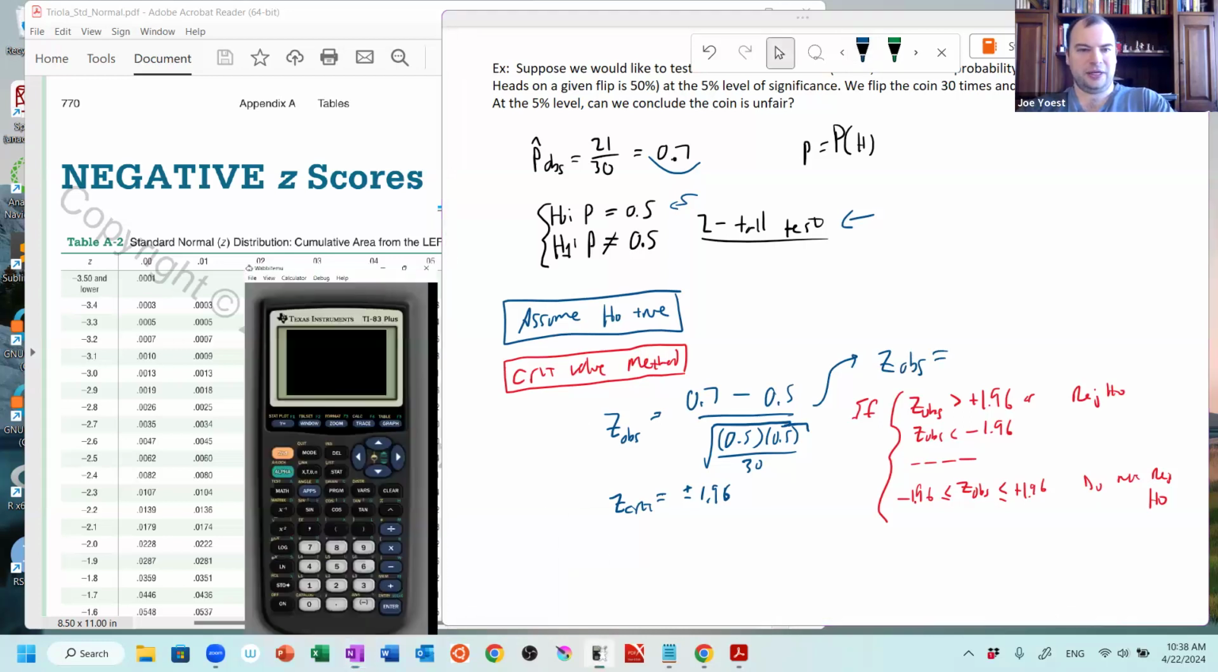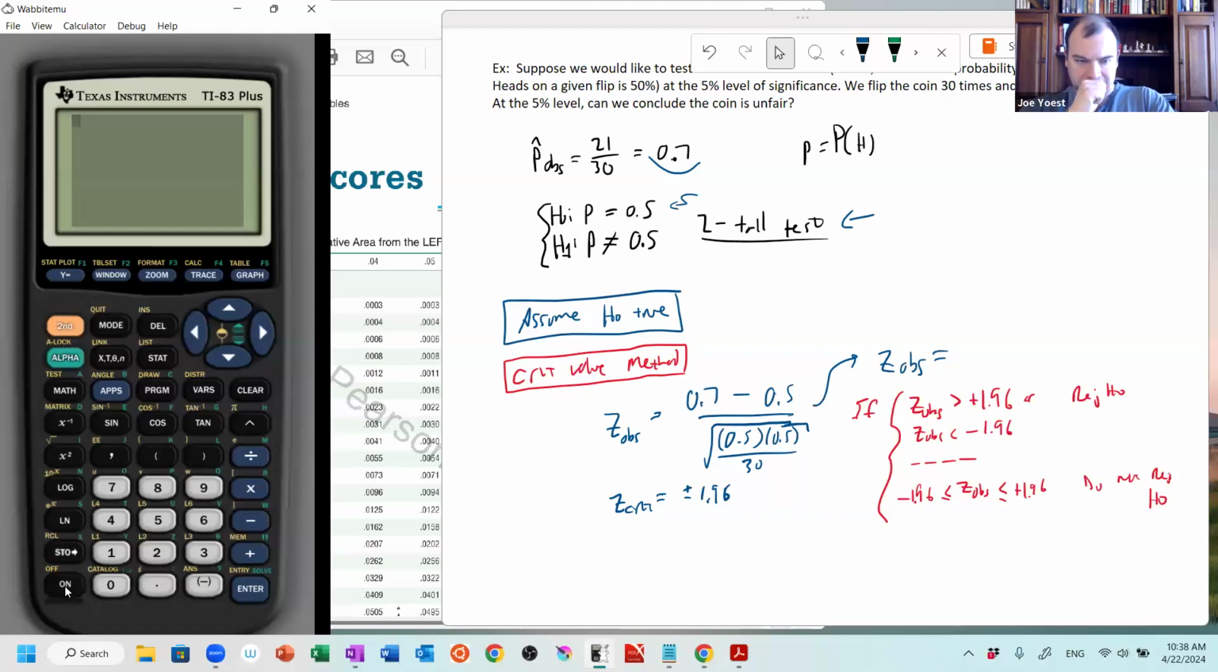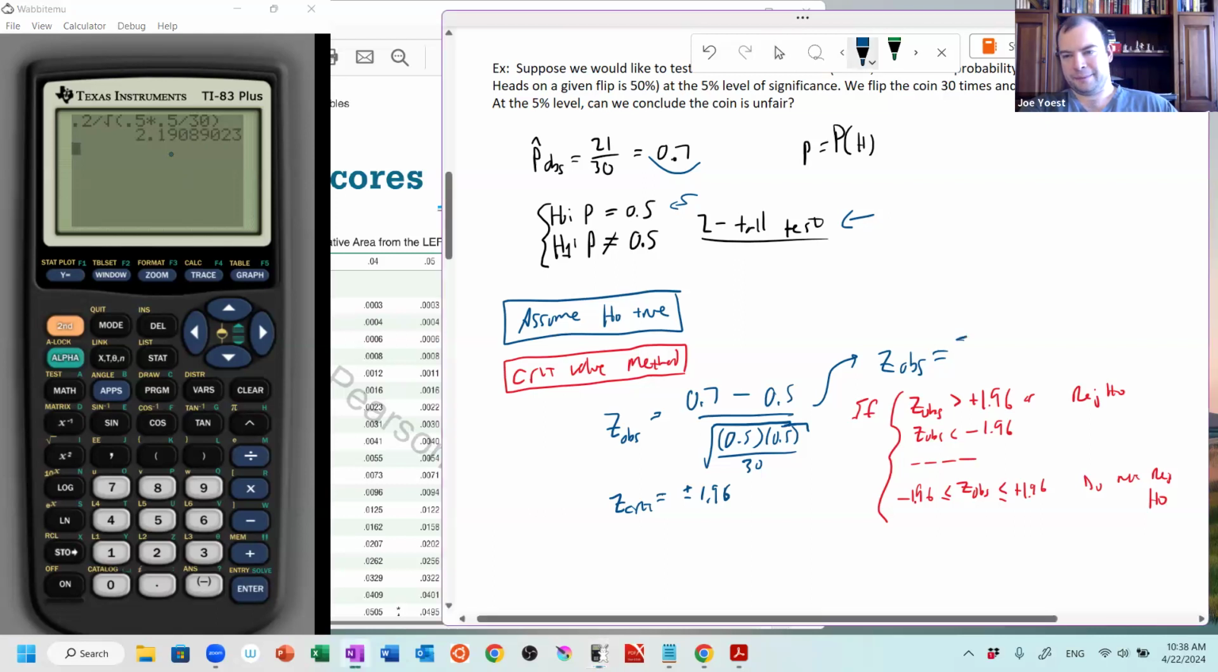And let's plug that into the calculator. So 0.7 minus 0.5 is 0.2, divided by all of the stuff that's under the square root, which is 0.5 times 0.5 over 30. All right, so we have 0.2 over root 0.5 times 0.5 over 30. That all looks good. And this gives me 2.19.